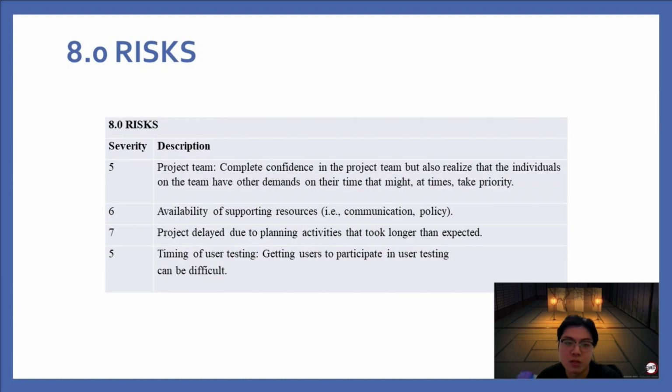So we move on to the risk. The risk for the project team is to have complete confidence in the project team, but also realize that the individuals on the team have other demands on their time that might at times take priority, which has a severity of 5.